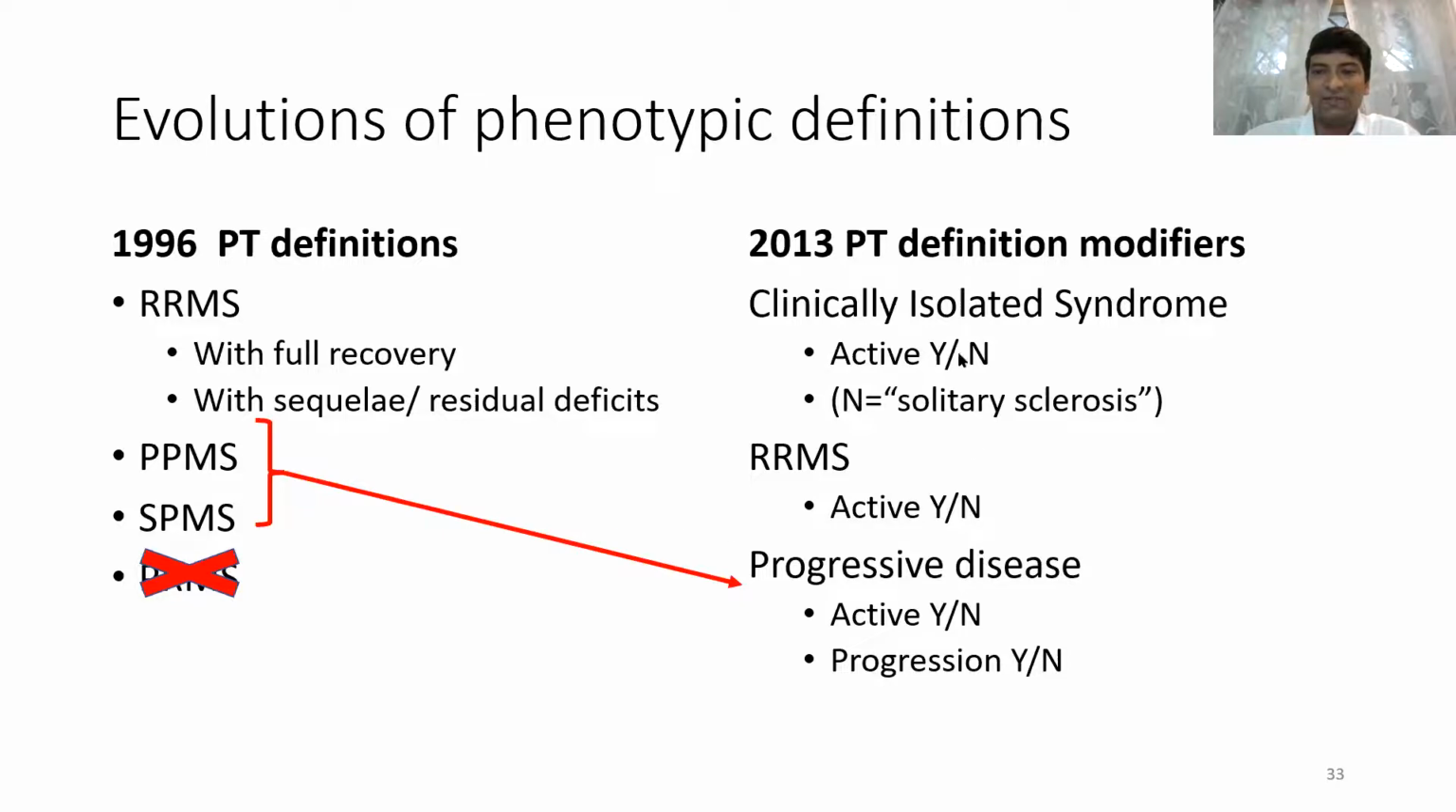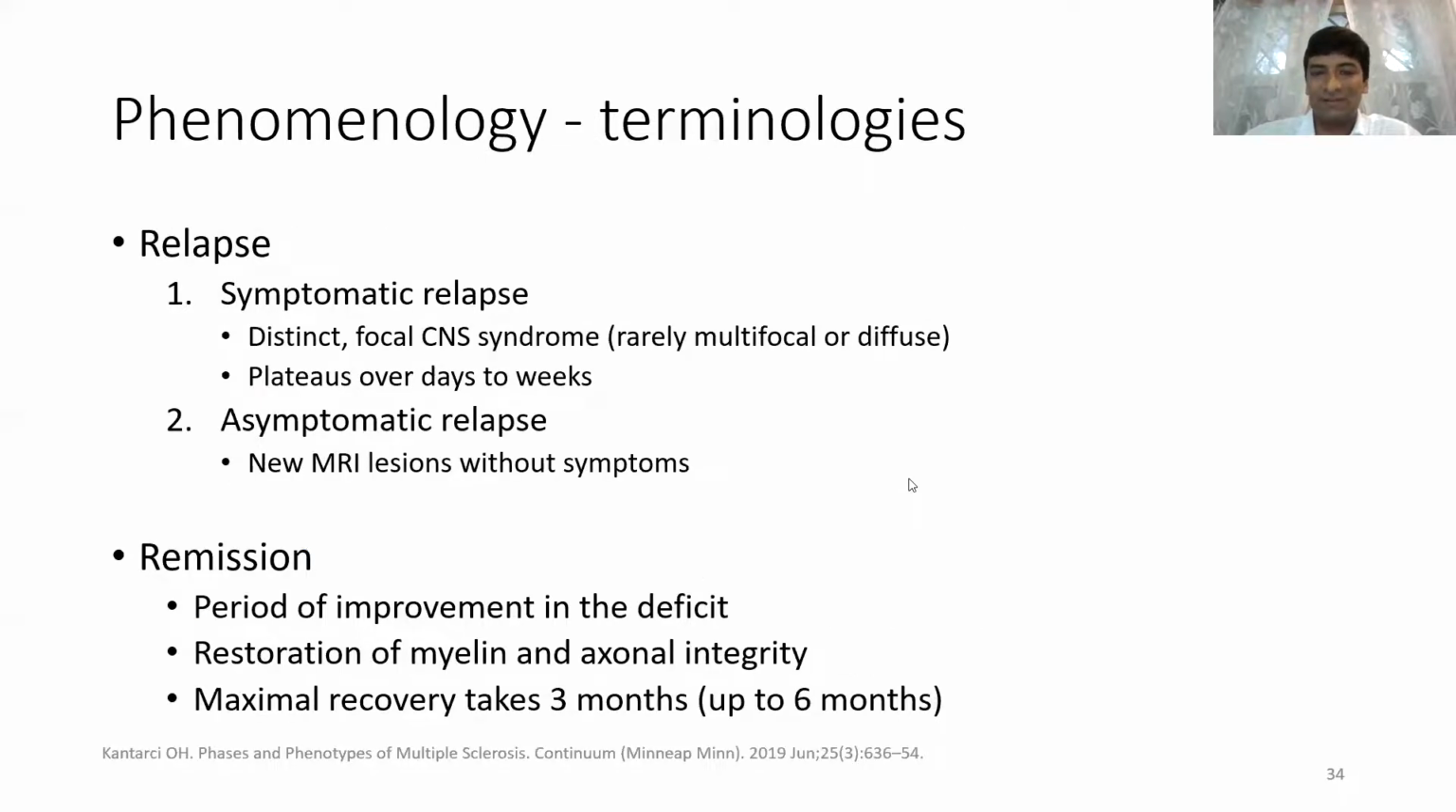Okay, so clinically isolated syndrome needs to be further classified based on the MRI as active or not active. And if it's not active, it's called a solitary sclerosis. And similarly, all the other terminologies also need to be classified as whether they are active or not. Now, one important point is that activity and progression are different terminologies. I'll show you that in a second.